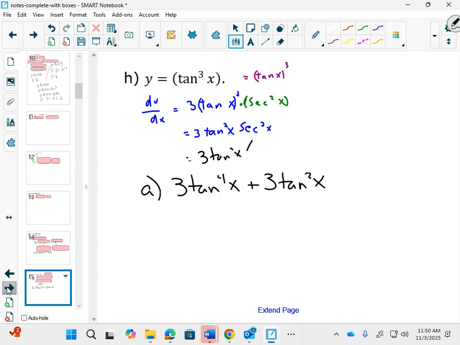You have an identity with secant squared. What's secant squared equal to? Tan squared x plus 1. And if I distribute, I'd get 3 tan to the 4x plus 3 tan squared x.